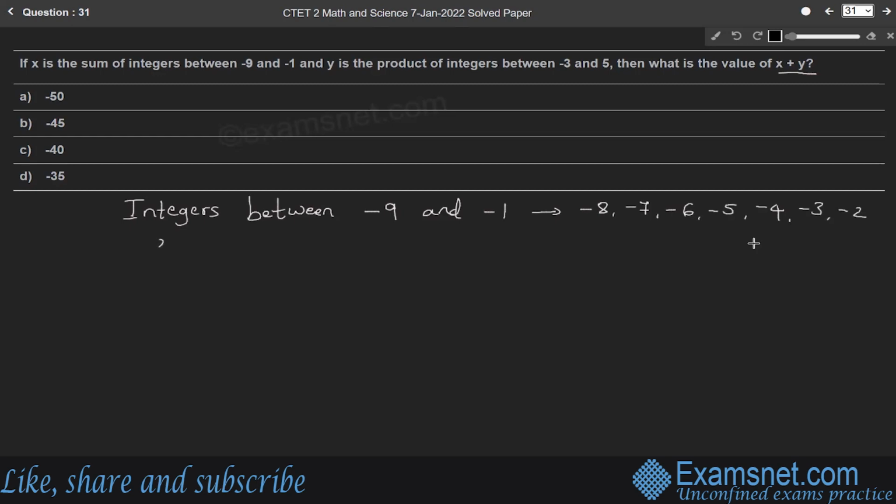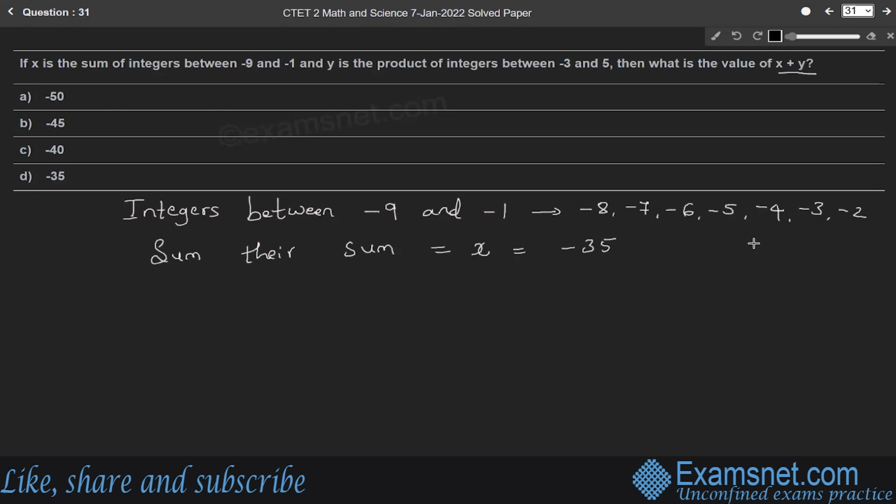Right? So their sum is equal to x. X is equal to -8 plus -7 plus -6, and so on up to plus -2, which is -35.